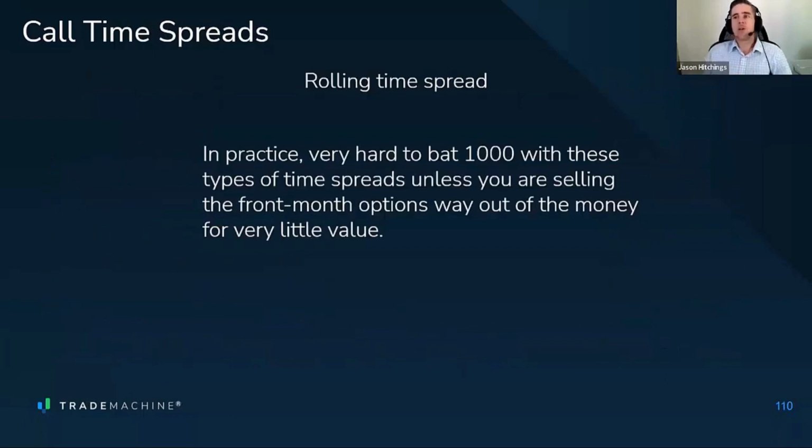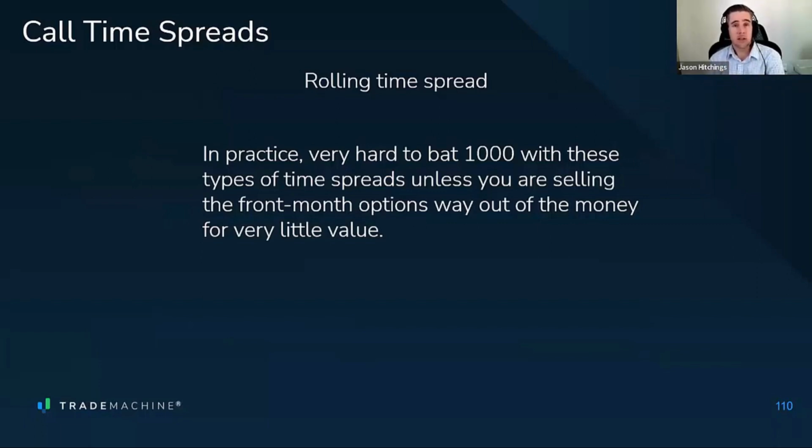That's going to be hard to do in the real world. To sell something that's a little bit out of the money and have it expire worthless over and over and over is unlikely. What was the delta on that front month option that we sold? It was around 20.